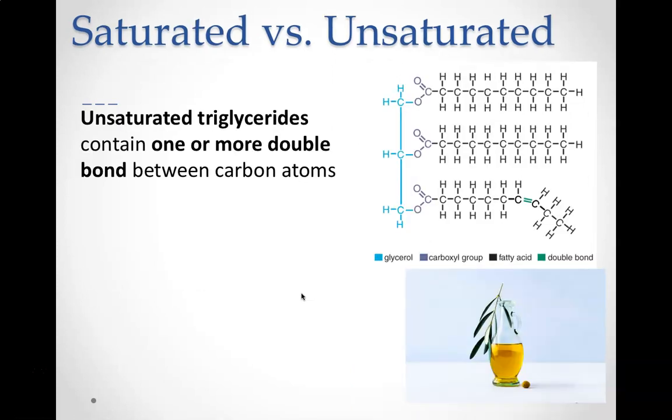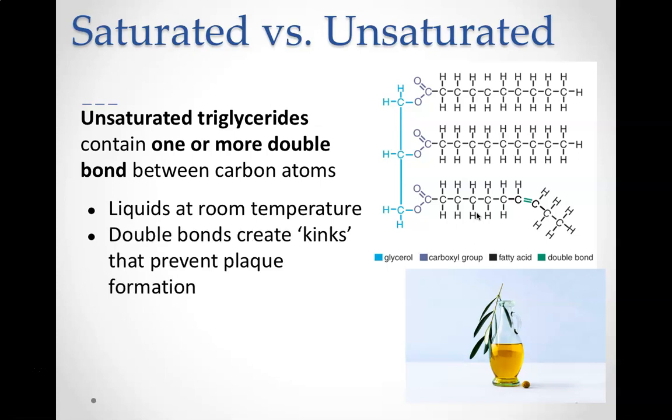Unsaturated triglycerides have one or more double bonds between carbon atoms. You can see in green here, we've all of a sudden got 2 lines instead of 1. And you'll notice that at this point, we now have a bend in our fatty acid chain. It's not straight like the other ones. So if you were trying to stack these molecules, it would be harder to do. You can't quite stack them as closely. That's what makes these types of triglycerides liquids at room temperature, because you can't pack those molecules in as tightly.